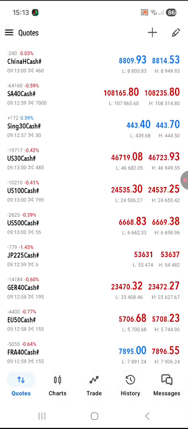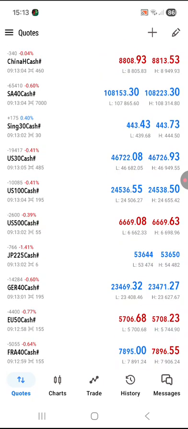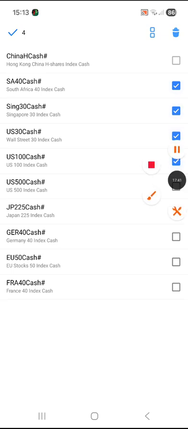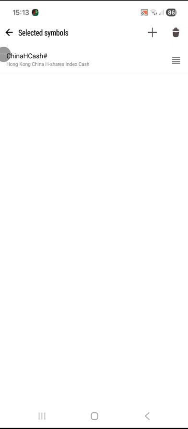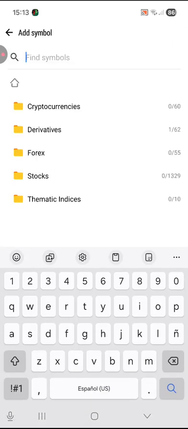Okay, so we have our quotes page. These are all just the default currencies or different instruments that you can trade by default. I go through and I delete all of these, or as many as I can. So this is how I delete them here. I don't want to stop the video. So I delete all these default currencies, and I want to add our currencies that we work with.